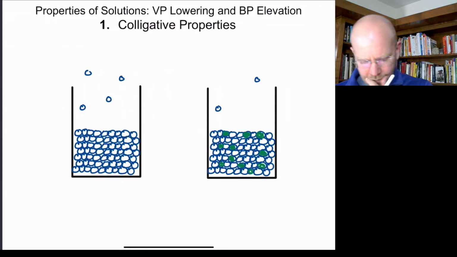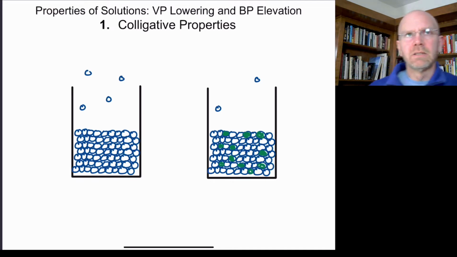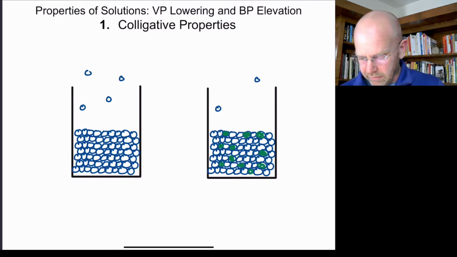So there are some properties of solutions that depend only on the number of particles that are dissolved in the solution. And so the important thing that means is, these properties are going to depend on some understanding of the concentration of that thing that's dissolved, which relates to the number of particles of the solute that's dissolved. But really importantly, these properties don't depend on the nature of what is dissolved. It's simply the number of particles, right? So these are really interesting properties and they're really important.